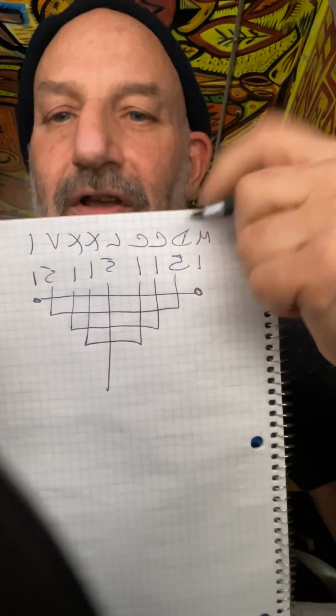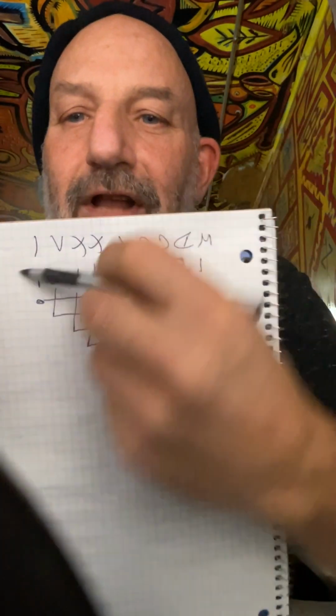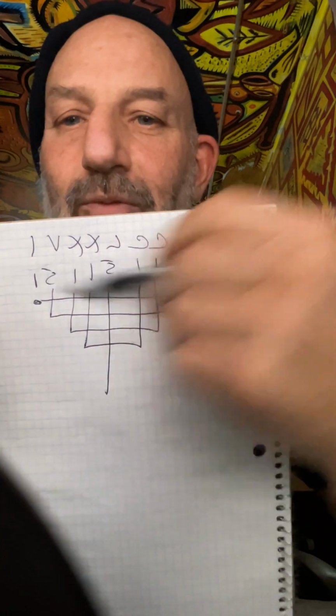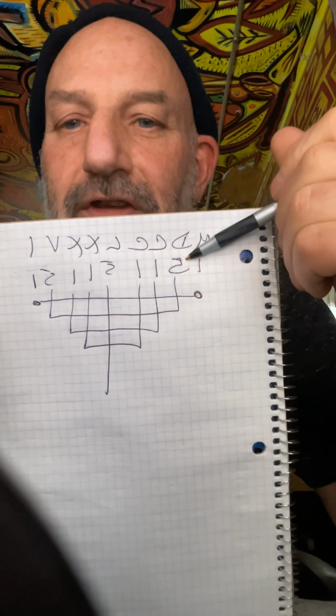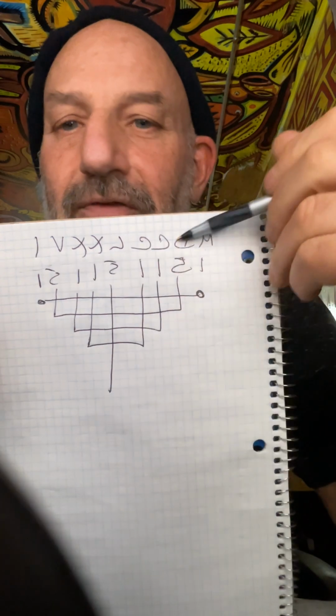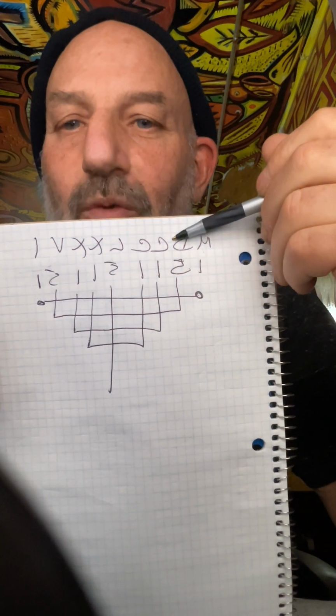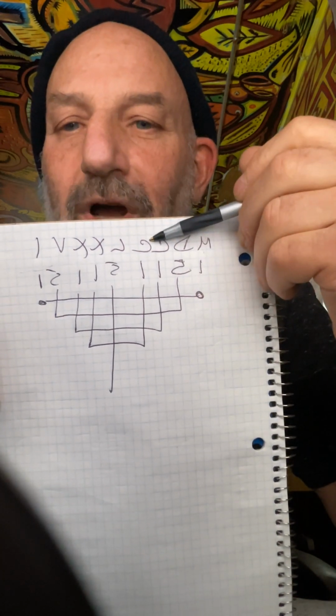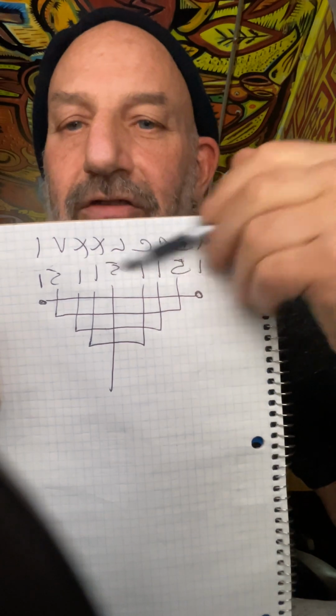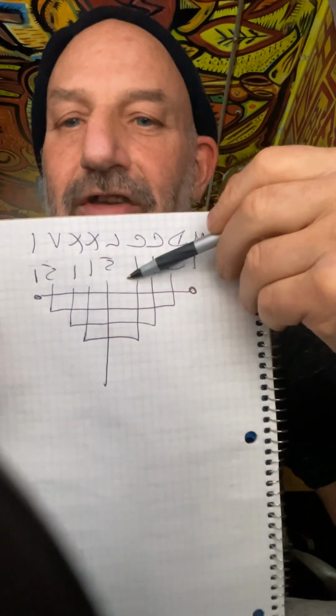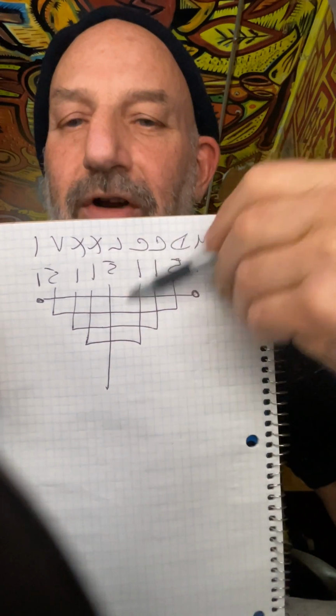1776. The first number is 1,000. The last number is 1. 1 and 1. 500 for the D. V is 5. C is 100. X 10, X 10. 1776 splits in the E world right over here.